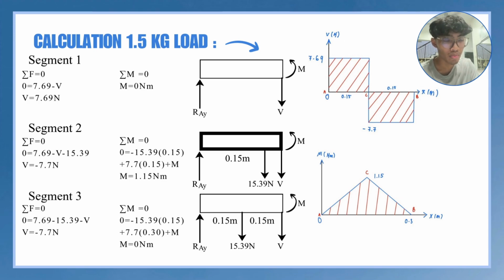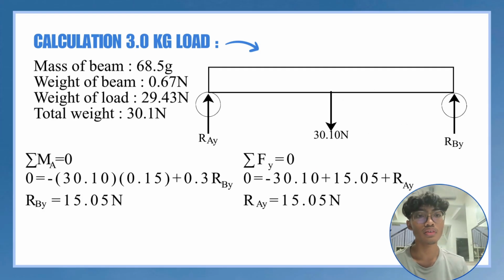So in the bending moment diagram, the maximum bending moment is 1.15 Newton meter. So for the next calculation, which is the 3.0 kilogram load, we still have the same mass of beam, and the difference is the weight of the load we use, which is 29.43 Newton. So the total weight is 30.1 Newton. So we have to do the same method as the previous one, which is summation M equal to 0 and summation Fy equal to 0. So RBY will be 15.05 Newton, and RAY will be the same, 15.05 Newton.